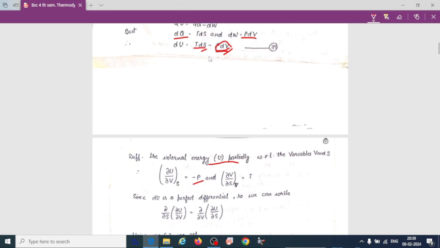Similarly, if the volume is constant, then for the internal energy in terms of temperature we can write dou U by dou S at constant volume equal to T. So first we need to write the internal energy in differential form. Then we can take the partial derivative of internal energy, and we get the equations for pressure and temperature at constant entropy and constant volume.